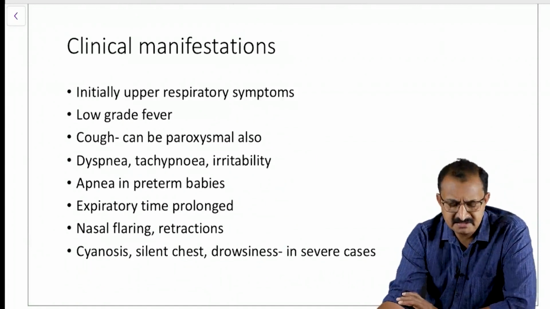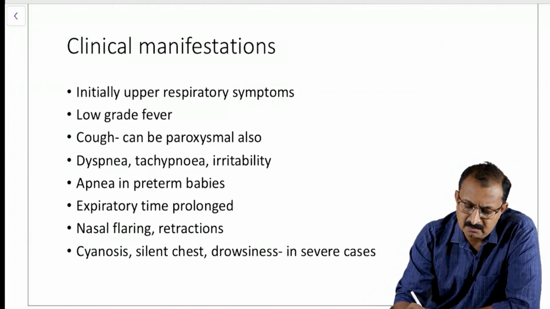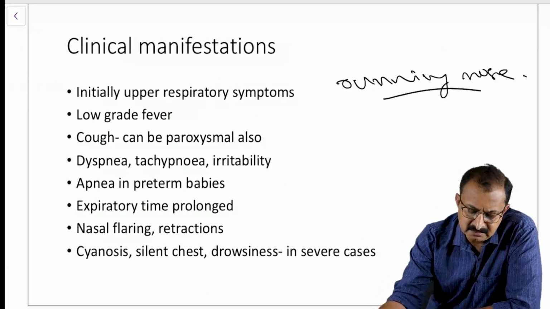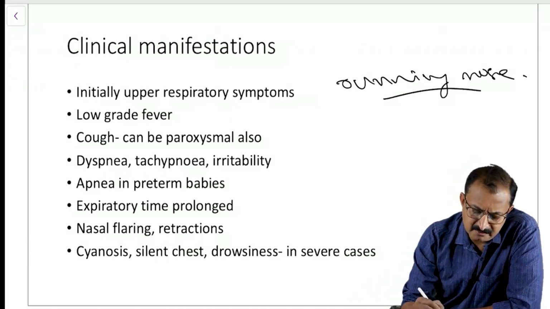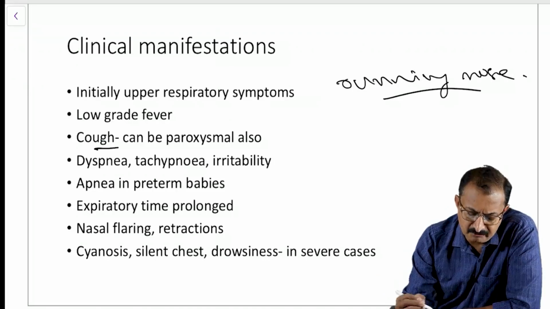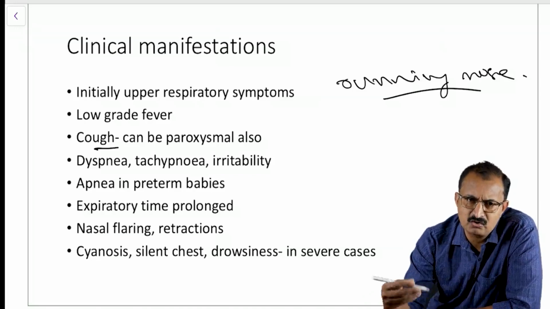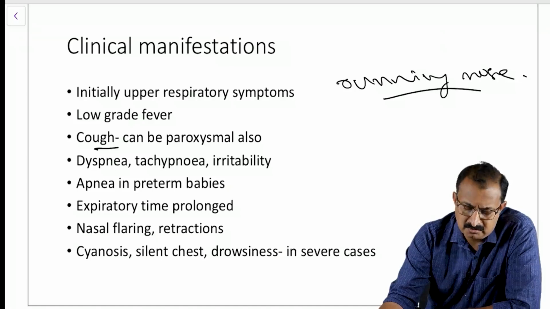The clinical manifestations are initially the upper respiratory symptoms like running nose. That is the initial symptom, and there may be low grade fever, and there will be cough. After 1 or 2 days, there will be cough, which can be paroxysmal also. Paroxysmal cough means the child goes on coughing without taking breath in between, which very frequently we observe in pertussis. In bronchiolitis also there can be paroxysmal cough.